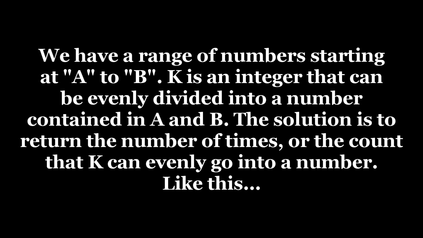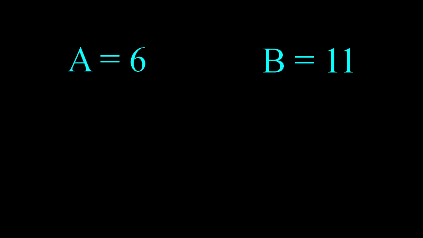We have a range of numbers starting at A to B. K is an integer that can be evenly divided into a number contained in A and B. The solution is to return the number of times, or the count, that K can evenly go into a number, like this. For our example, we have A equaling 6 and B equaling 11.